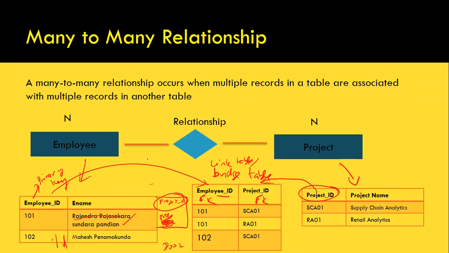From the employee table it is coming, right? From the employee table, the employee ID column, hence it is a foreign key here. It is a primary key in that table, whereas in this table it is a foreign key. Similarly, for this table, the project ID is the foreign key, whereas in the project table the project ID is the primary key.